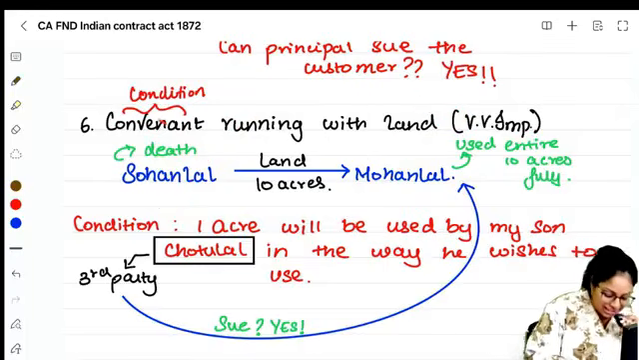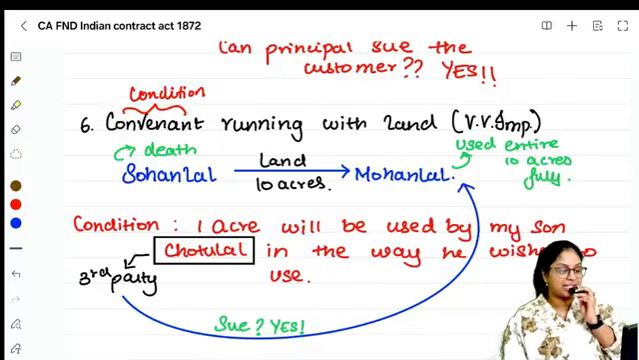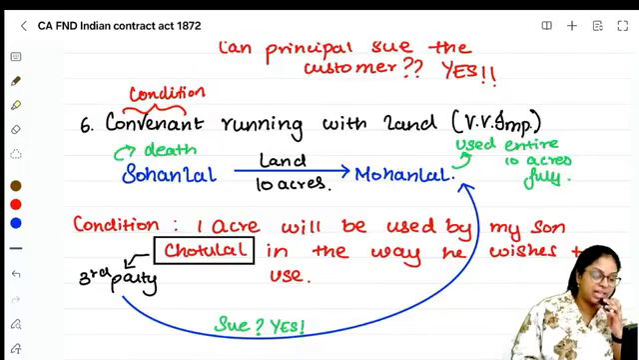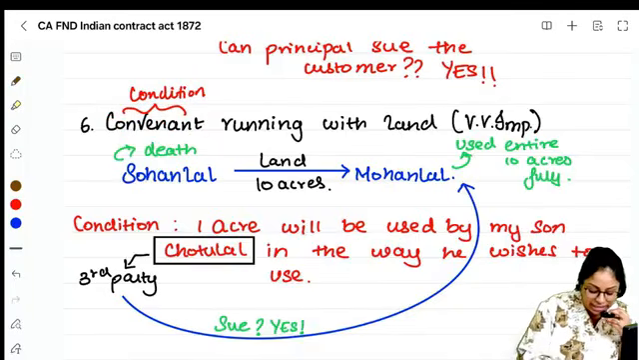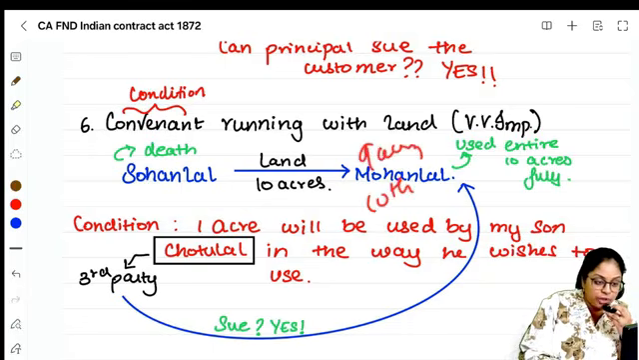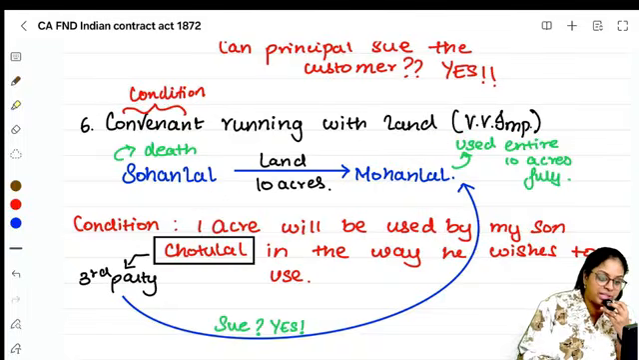There is a covenant, a condition running with that, saying that he can use the 9 acres however he wants, but the 10th acre should be used only as per the instructions of Chotu Lal. Is that clear?